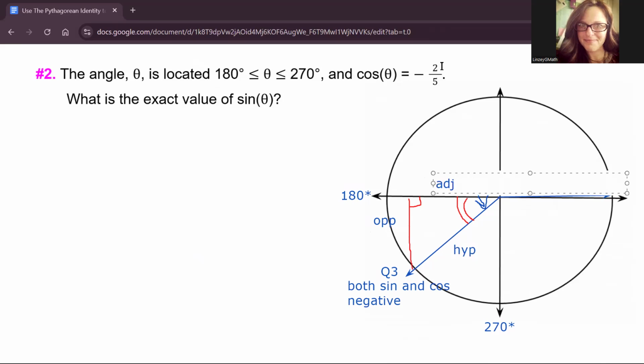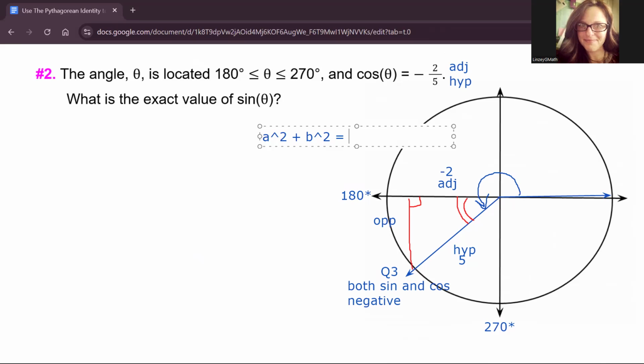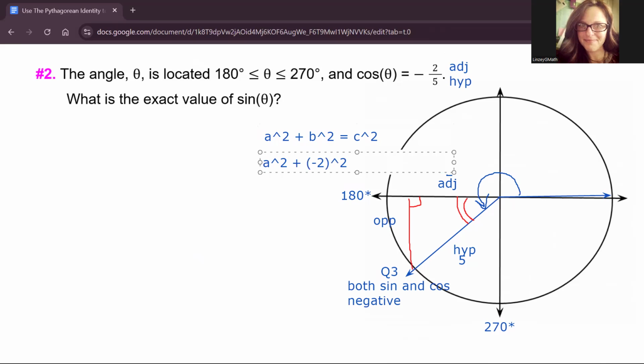Now, cosine is the adjacent side over the hypotenuse. So our adjacent side is -2, and our hypotenuse is 5. And now we can use our Pythagorean theorem, a squared plus b squared equals c squared, to solve for the opposite side. And -2 all squared is equal to the hypotenuse.